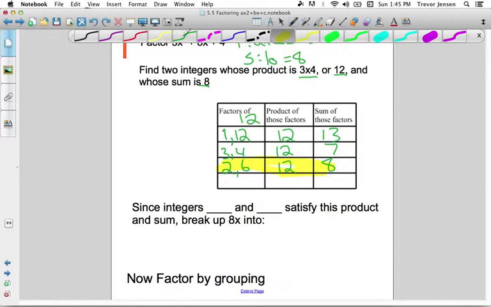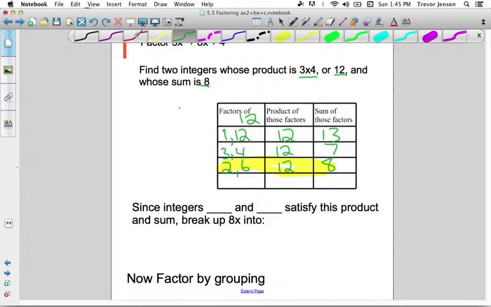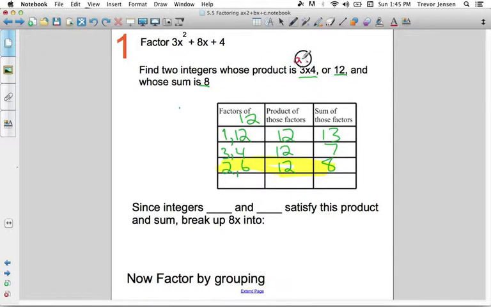So now that you've found those numbers, you found two numbers who have a product of your a times your c value. So my a times my c value is 3 times 4, which is equal to 12. And a sum of your b value, which in this case my b value was 8. So I found those two numbers. It's 2 and 6. So since the integers 2 and 6 satisfy that product and sum, we're going to break up the middle term. We're going to break up 8x into 2x plus 6x.